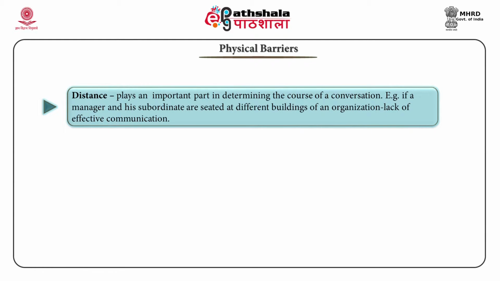Distance also plays an important part in determining the course of a conversation. For example, if the staff in an organization is made to sit in different buildings or different floors, they might have to substitute face-to-face communication with phone calls or emails. This prevents the employees from having effective communication with each other. For example, if a manager and his subordinate are seated at different buildings of an organization, then the manager may have to give out instructions over the phone or over the email, which can sometimes lead to lack of effective communication.